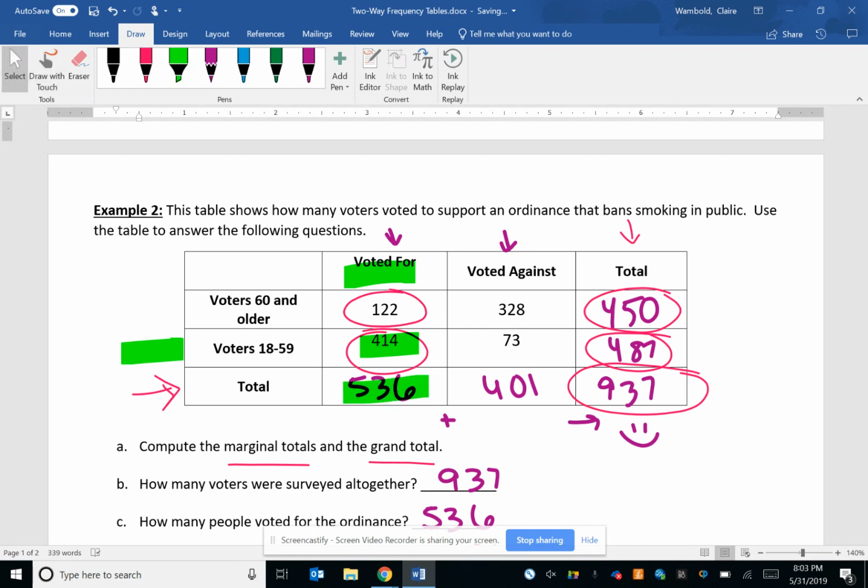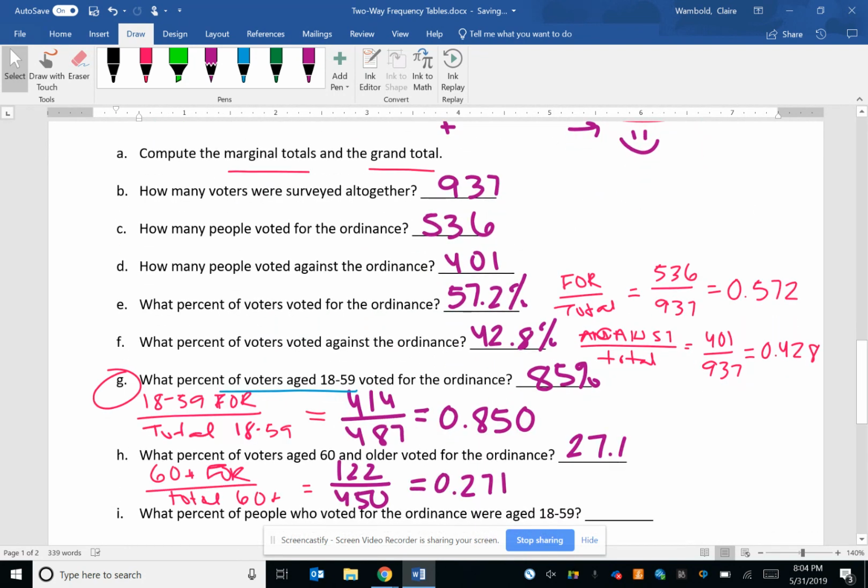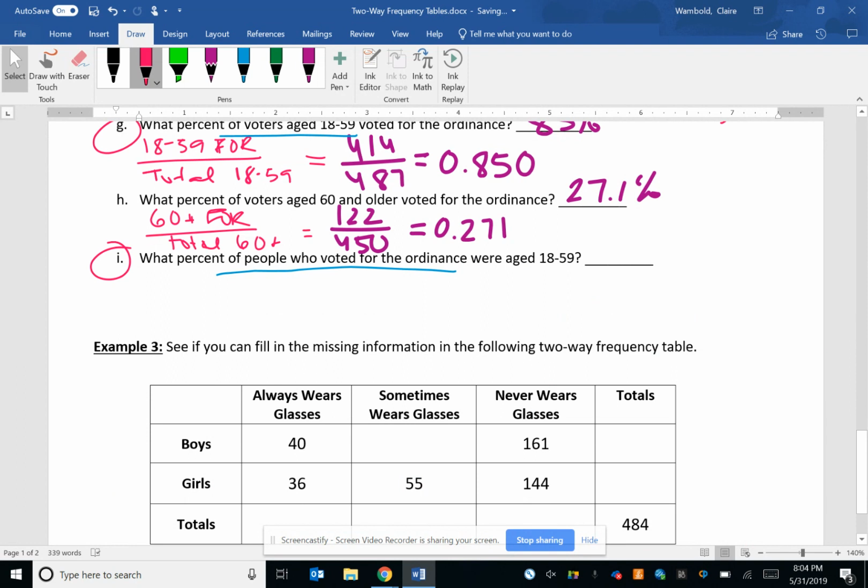So we're thinking of 414 out of the 536 people who voted for. So what that breaks down to is we could think of it as the 18 to 59-year-olds who are for this divided by the total number who are for.